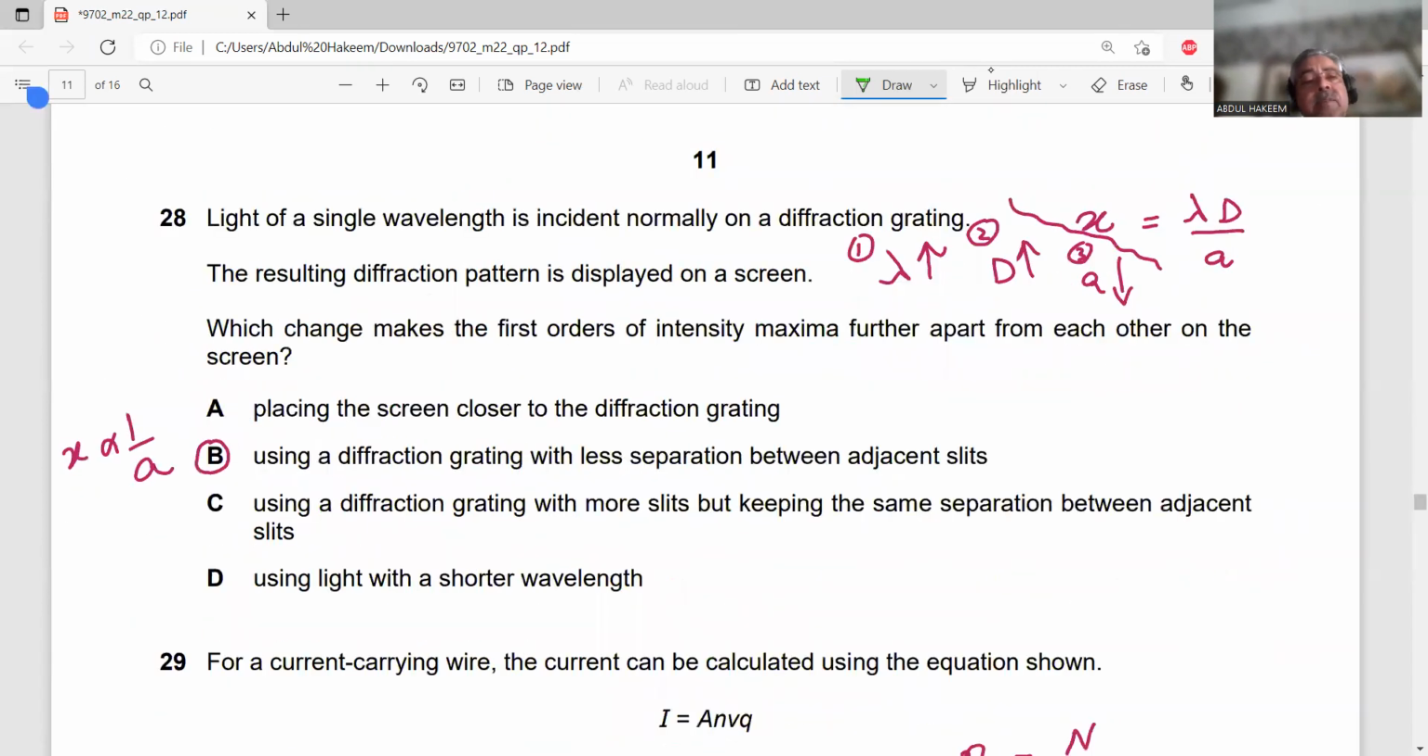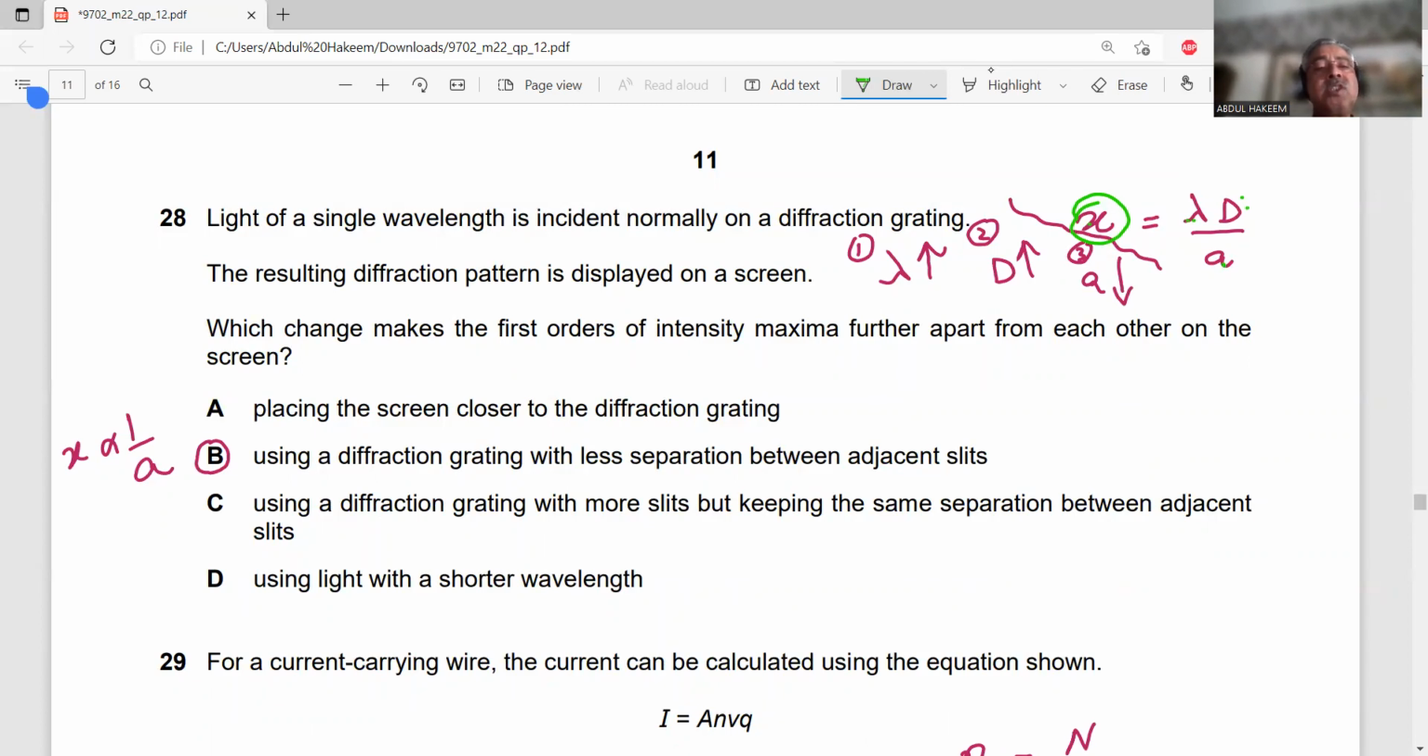Now move to question number 28. Light of single wavelength, meaning monochromatic light, is incident normally on the diffraction grating. The resultant diffraction pattern is displayed on the screen. Which change makes the first order intensity maxima further apart from each other on the screen? So X is equal to lambda D over A. The fringe spacing is equal to lambda D over A.